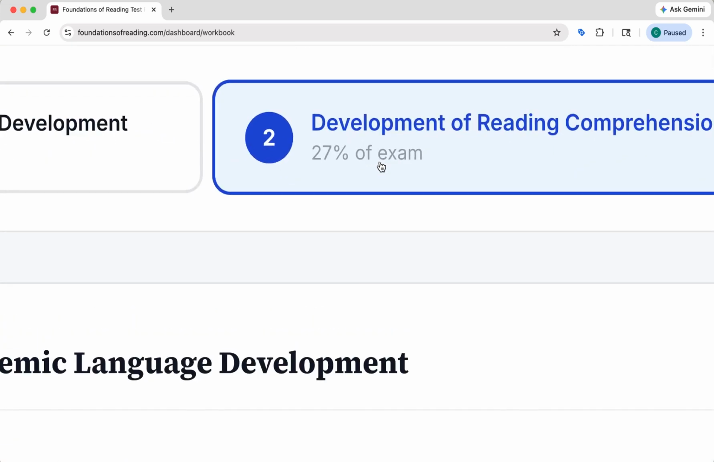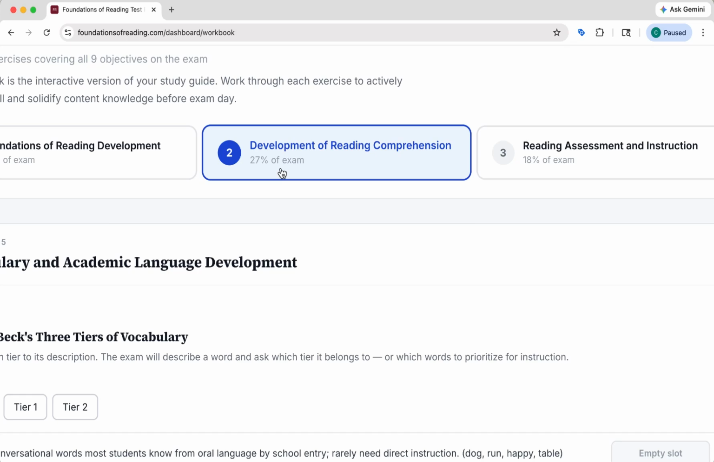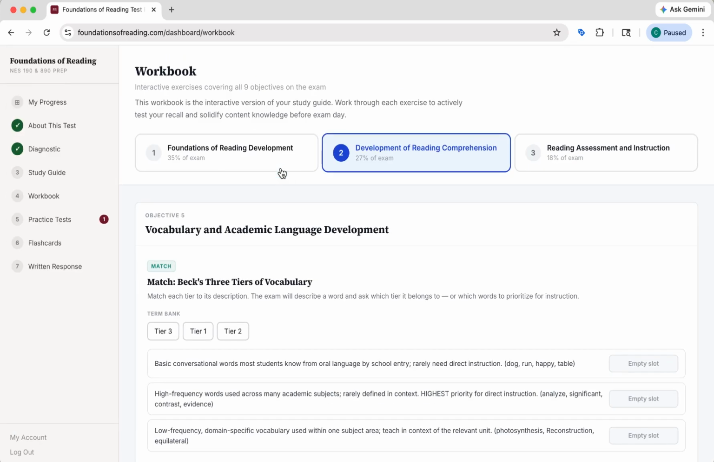You can recall from the first lesson that chapter 2 in our study guide and prep program is actually considered the exam competency from the Foundations of Reading agency who creates the test, and it's called Development of Reading Comprehension. It's worth 27% of your exam. This is an extremely important section. So if you don't have access, please go to foundationsofreading.com and let us help you get totally prepared quickly and easily.